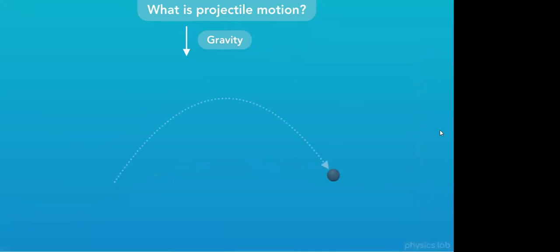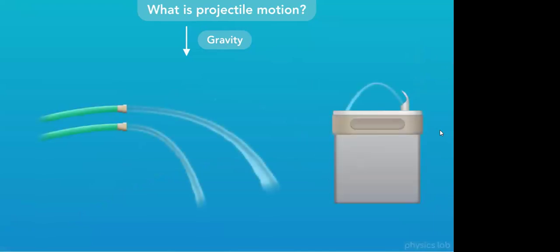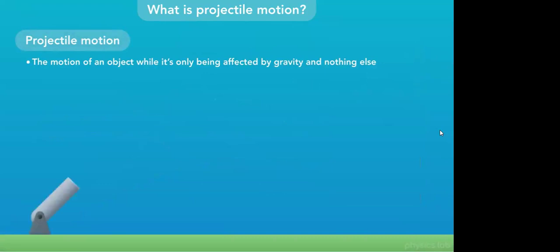We usually focus on a single object, but projectile motion can help us describe other things, like the shape of a stream of water. Those are some examples of projectile motion, but what does the term really mean in physics? Projectile motion is the motion of an object while it's only being affected by gravity and nothing else. Projectile motion only refers to the period of time when the object is moving through the air and it's not touching anything else. So this cannonball is not in projectile motion while it's accelerating inside the cannon or when it's rolling on the ground. It's only in projectile motion when it's in the air.